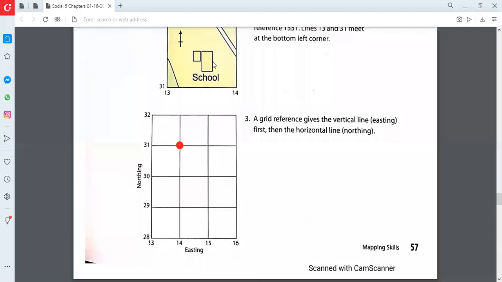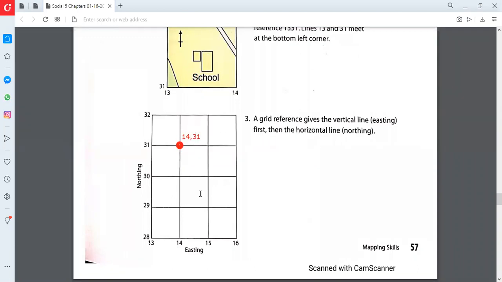So what is the location? You just have to check the numbers. What are the numbers meeting at the line? You have two lines, so you just have to check which line you have. There is a number here, it's a 14. So we got 14. And then we have a 13, the 31. So the location we got is 1431. This is the address of this location.